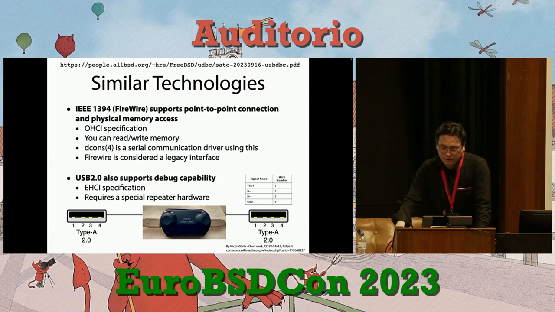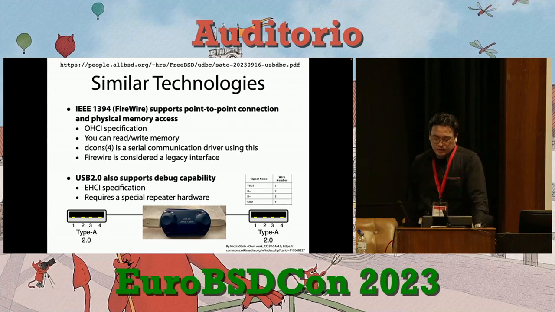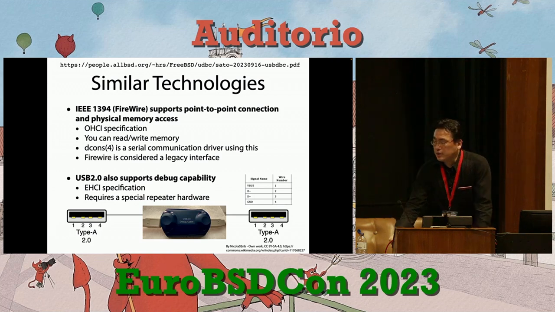FreeBSD has an implementation that uses this memory access function to get a serial communication channel. DCONS is a driver that has been in the base system for 20 years or so, and this realizes serial access over FireWire. So this is still working, but it's difficult for you to get a FireWire interface.